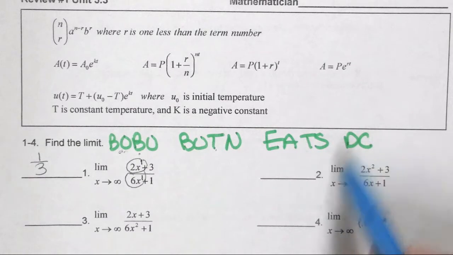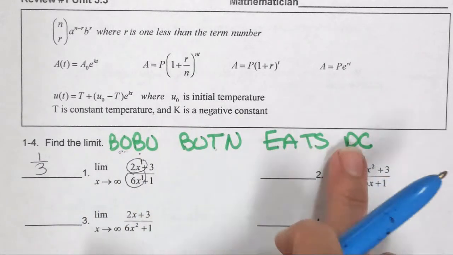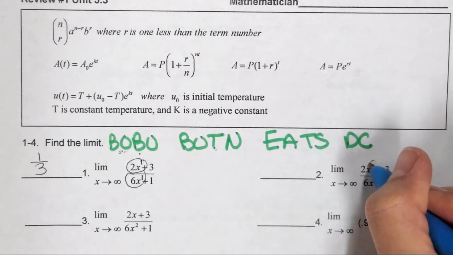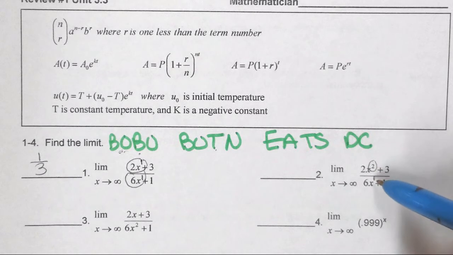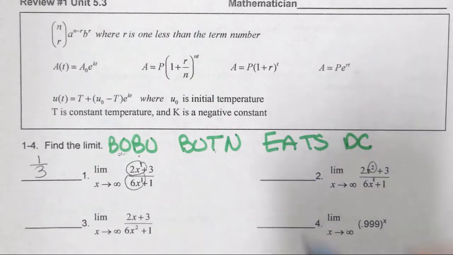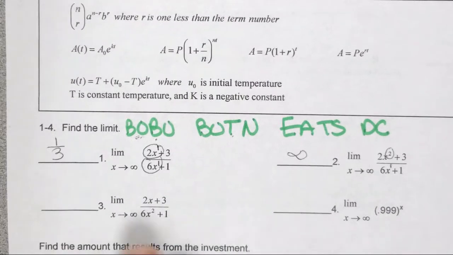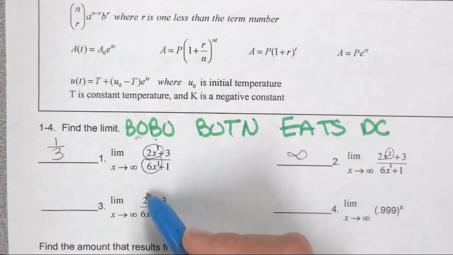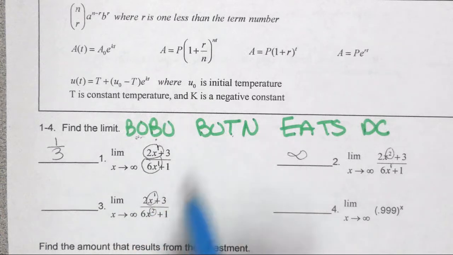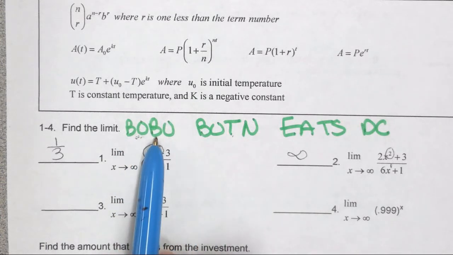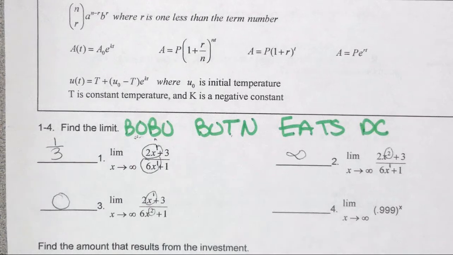Number 2 is another rational, so we're going to use Bo Botten eats DC. The biggest exponent on top is 2. The biggest exponent on bottom is 1. So is it bigger on top or bigger on bottom? It's obviously bigger on top, so we're going to say that the answer is infinity, or you might also see does not exist. Number 3, it's another rational function. The exponent on top that's the biggest is 1. The biggest one on the bottom is 2. This time it's bigger on bottom, so the answer is 0.